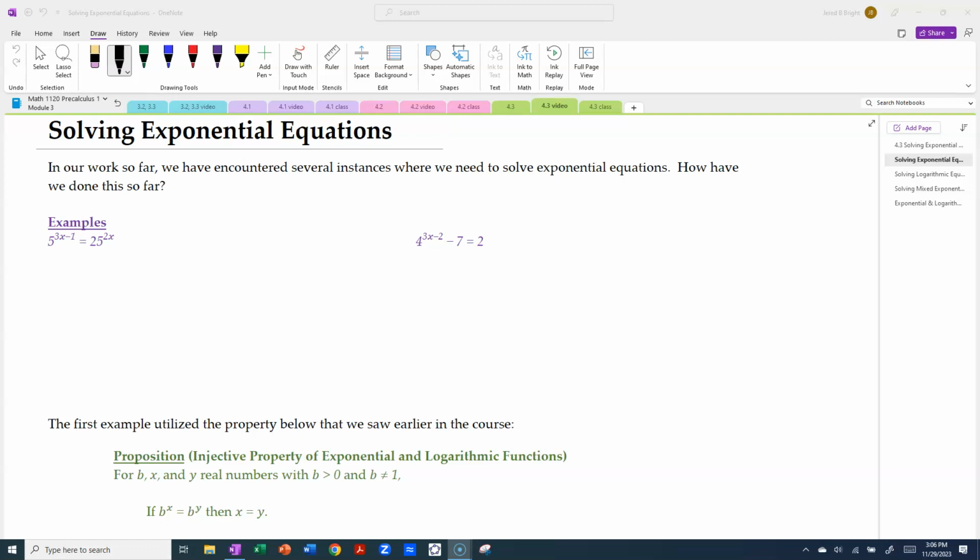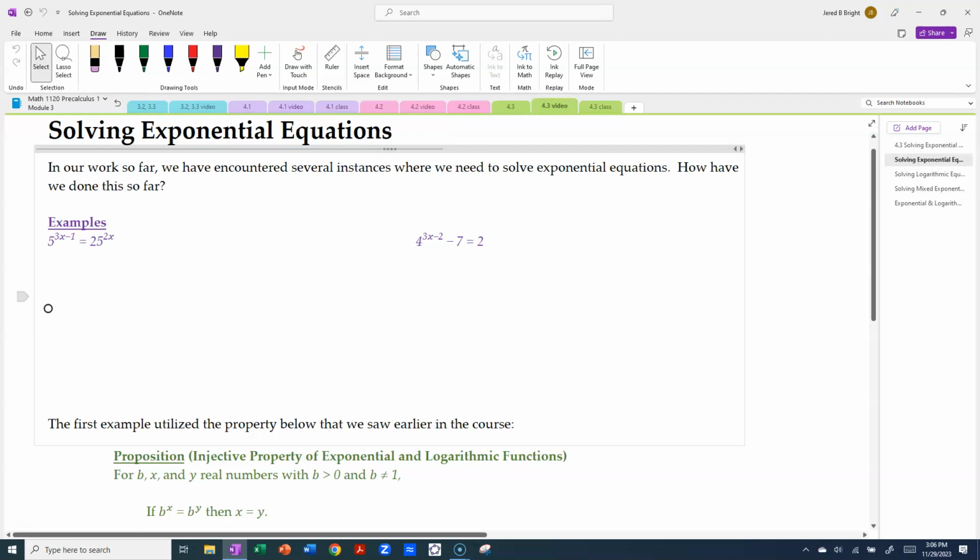Welcome back, Professor Bright here, and we are going to be looking at combining the use of exponential functions and logarithmic functions as we turn our attention towards solving equations.